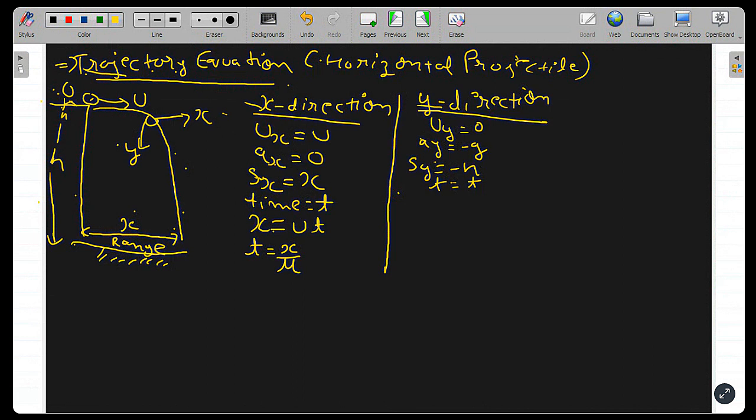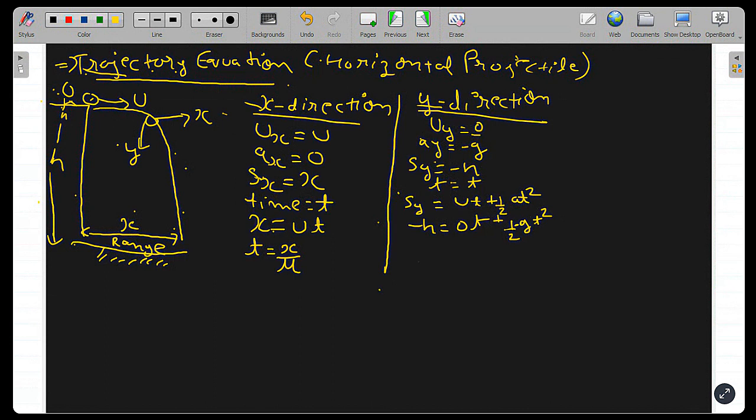So if I write an equation, sy is equal to ut plus half at square, you will write minus h here. Okay, instead of u, you will put 0. u is equal to what? Your 0 into t plus half minus g, half into minus g and t square.